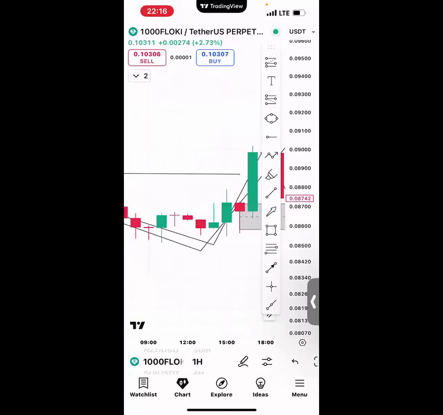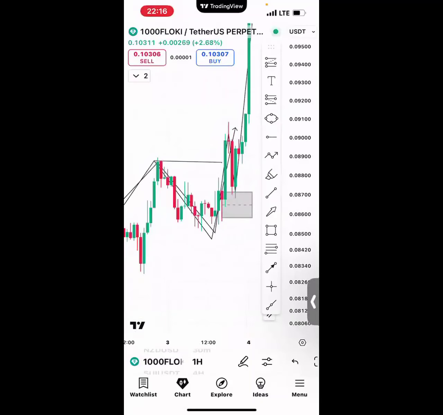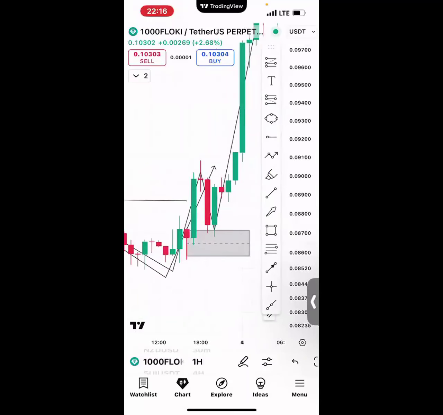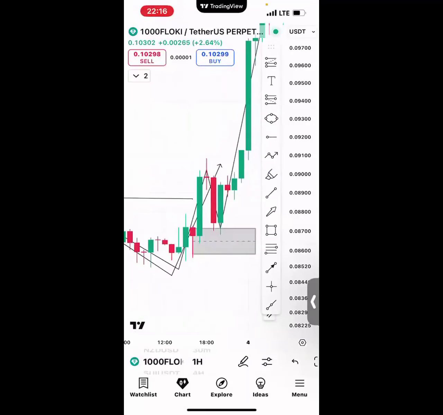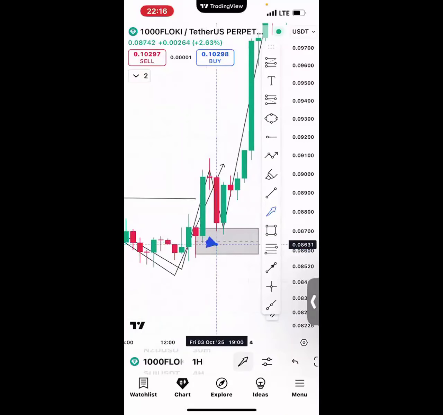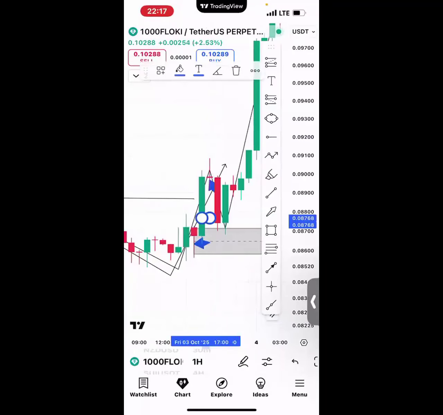So I've drawn my structure. Okay, I've drawn my structure. But there's this one candle. And there's this 2nd candle, number 2, this green one. And there is this 3rd candle here, this red one. I hope you can all see clearly now, right?